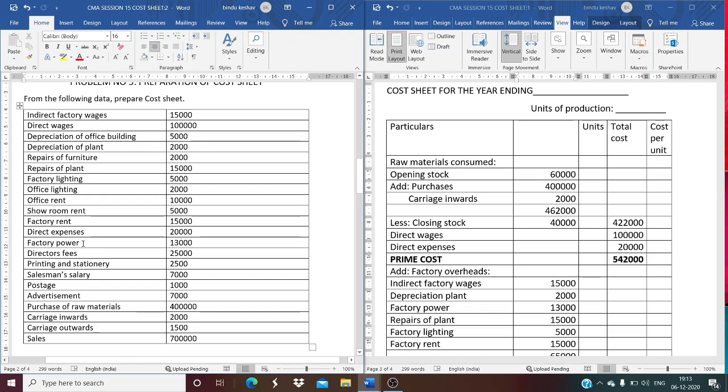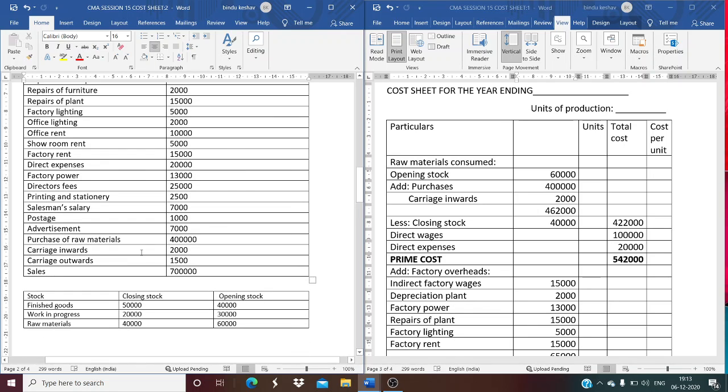Factory power, it is factory overheads. Directors fees, it is office overheads. Printing and stationery, office overheads. Salesman salary, selling and distribution overheads. Postage, office overheads. Advertisement, selling and distribution overheads. Purchase of raw materials, so where do we record this? Where we want to find out the direct materials consumed, we'll be recording this purchase of raw materials and we'll be finding out the actual materials consumed during the period.